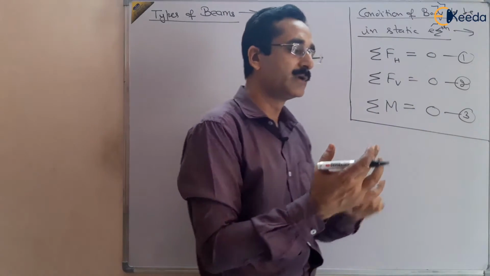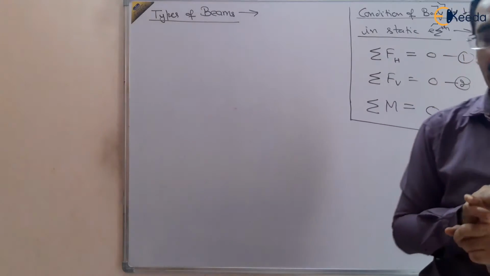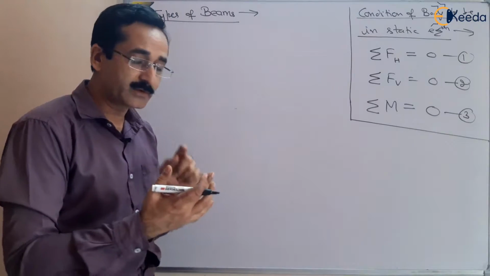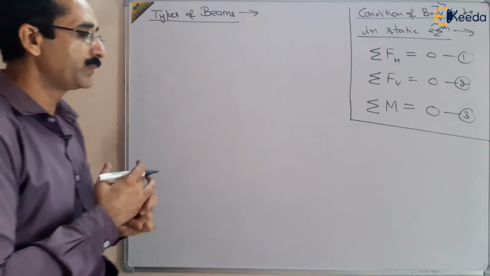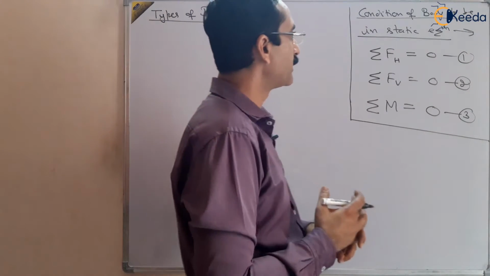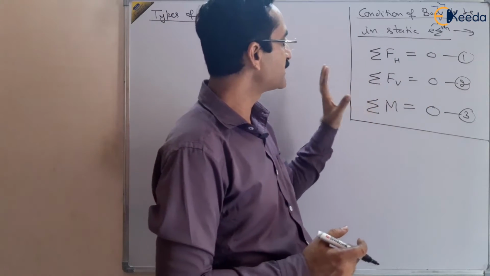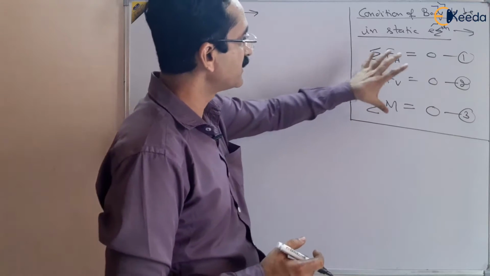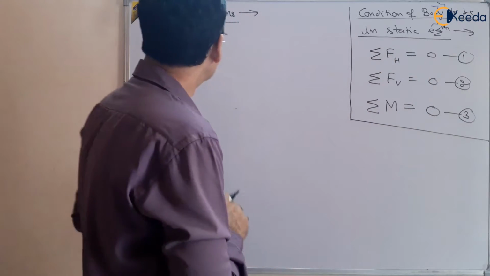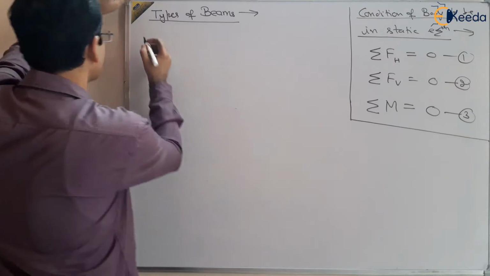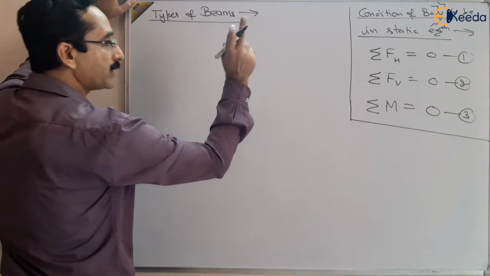So we have three equations, and if the number of unknowns are more than 3, then we will not be able to solve that problem using this static equilibrium condition, and that beam is called statically indeterminate beam if the number of reactions are more than this, right? So first of all, we will write types of beam. So we have two types of beam first of all, based on the equilibrium condition.